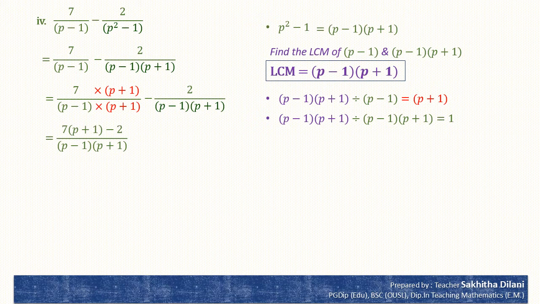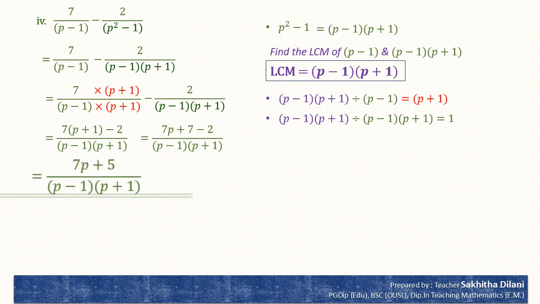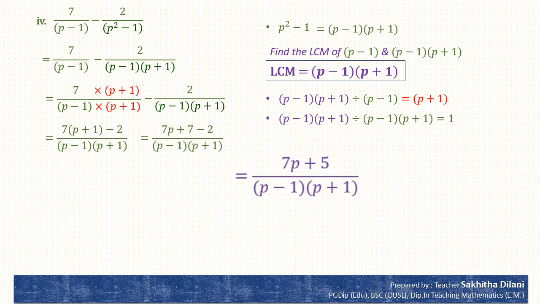Now, here you have to remove the brackets. 7 into p, 7p. Plus 7 into 1, plus 7. 7p plus 7 minus 2. Now you can simplify the like terms. Positive 7 minus 2, that is positive 5. 7p plus 5. So, the final answer is 7p plus 5 over p minus 1 into p plus 1. Now, you can't simplify this further because there are no common factors.